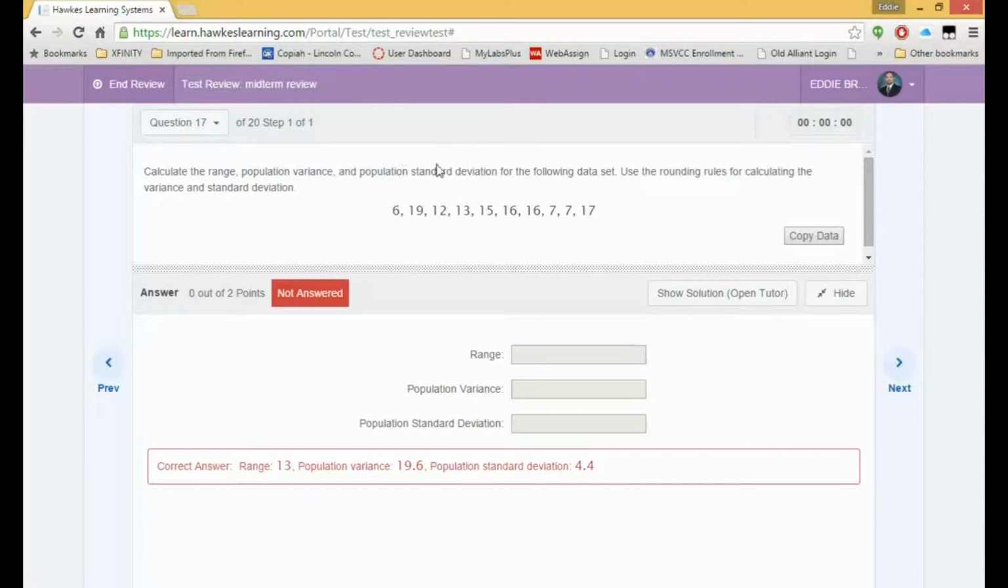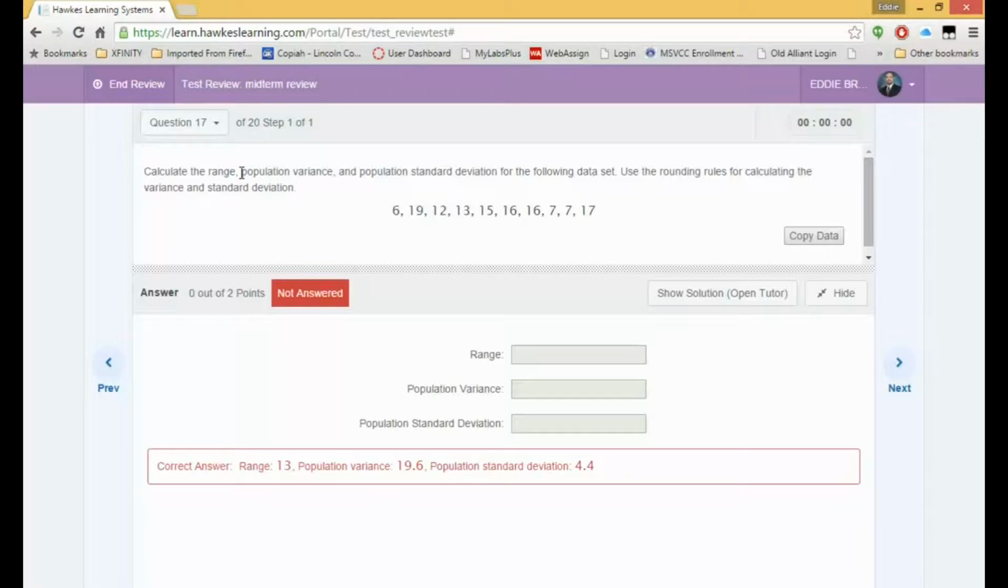Population variance, population standard deviation for this set of data. Use the rounding rules for calculating variance and standard deviation. So rounding rules are one more decimal place than the original set of data. So you see there's no decimal place, so it'll be one decimal place.